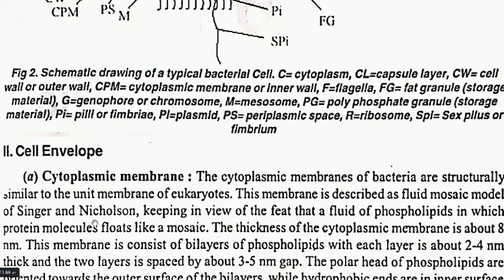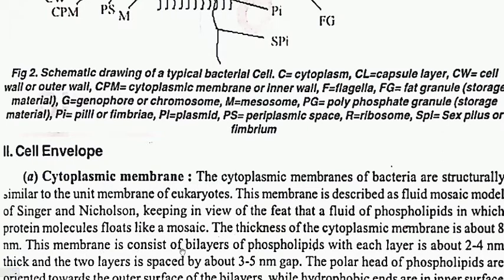Now this elastic membrane, or this cytoplasmic membrane, is composed of lipids and proteins. The lipids are around 60 to 70%, and the proteins are about 30 to 40%. Now the thickness of this cytoplasmic membrane is around 8 nanometer, although it has also been described as around 2 to 4 nanometer.